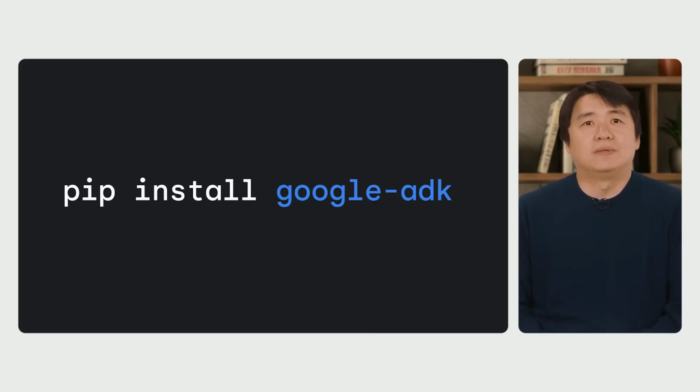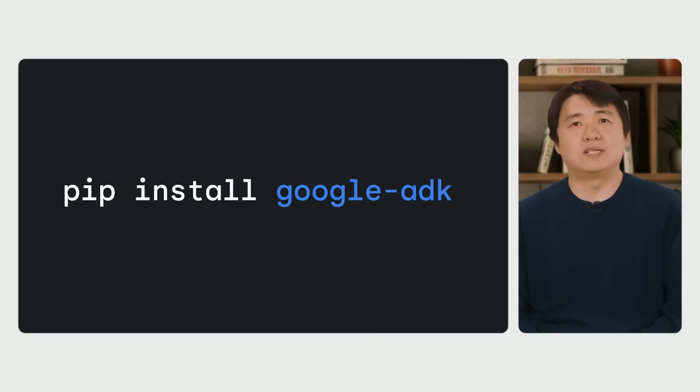Agent Development Kit is available today as a Python SDK with more languages like Java coming soon. With this ADK, you can build sophisticated multi-agent applications in just under 100 lines of code. Okay, Ivan, do you want to show us a demo?